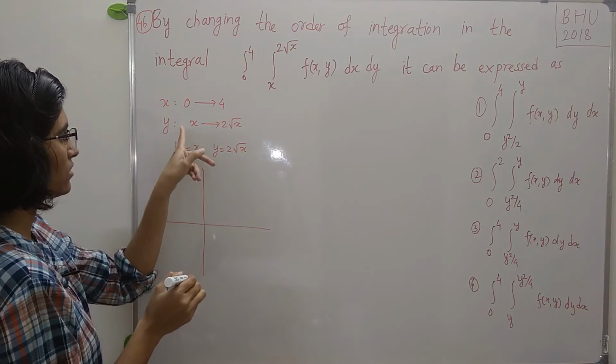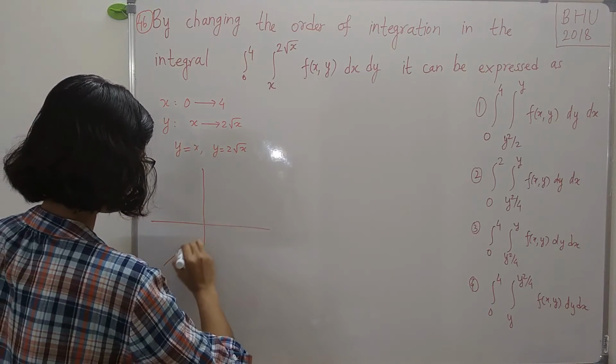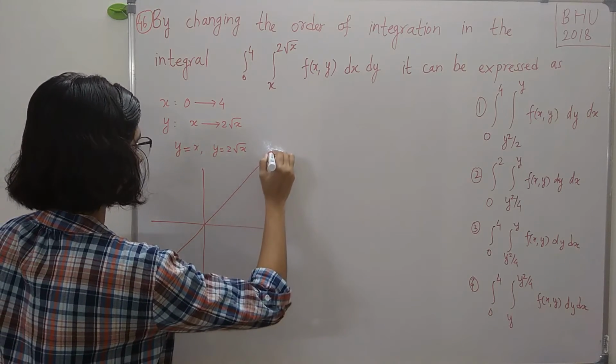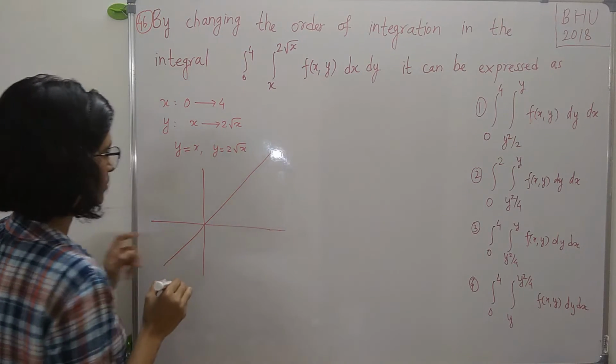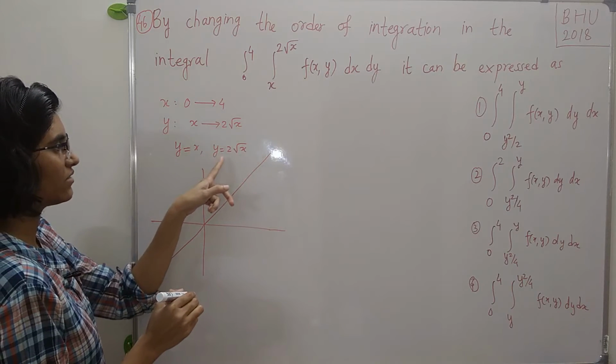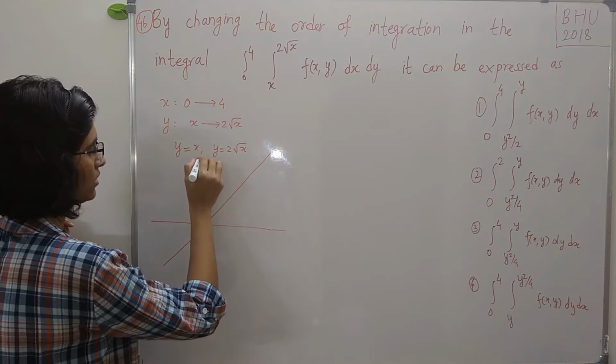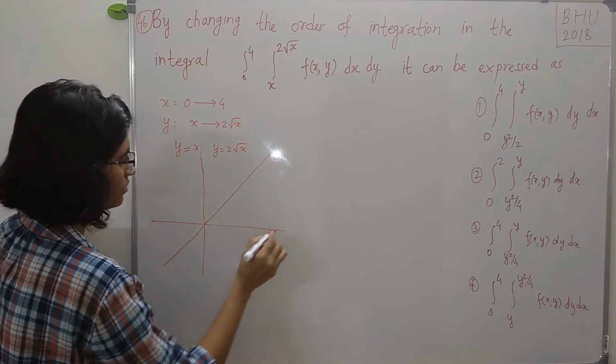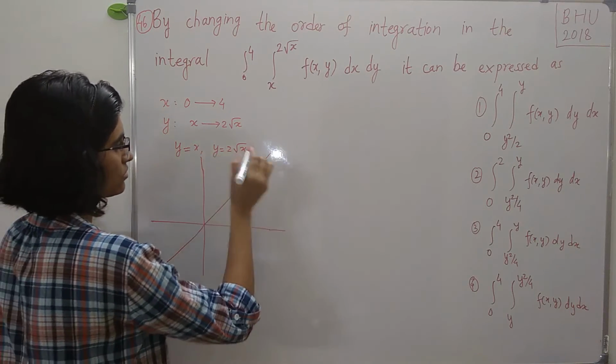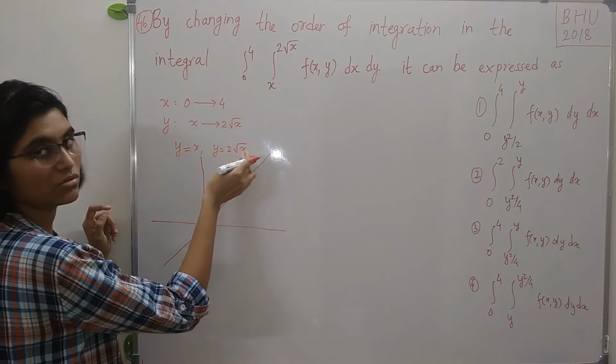First is y is equal to x. So y is equal to x line, right? And this is y is equal to 2 root x. Now we want to find out the intersected region. So let us equate these two, because y is equal to x and y is equal to 2 root x.